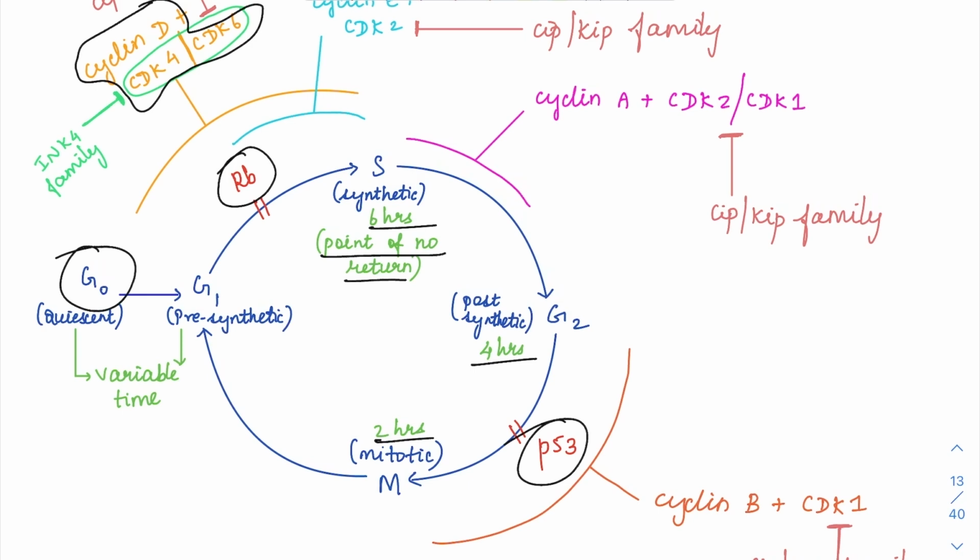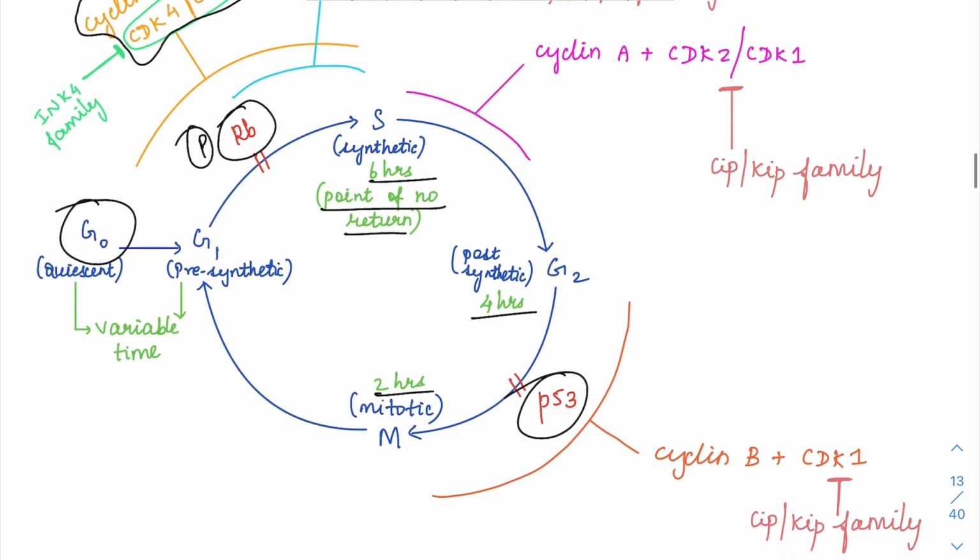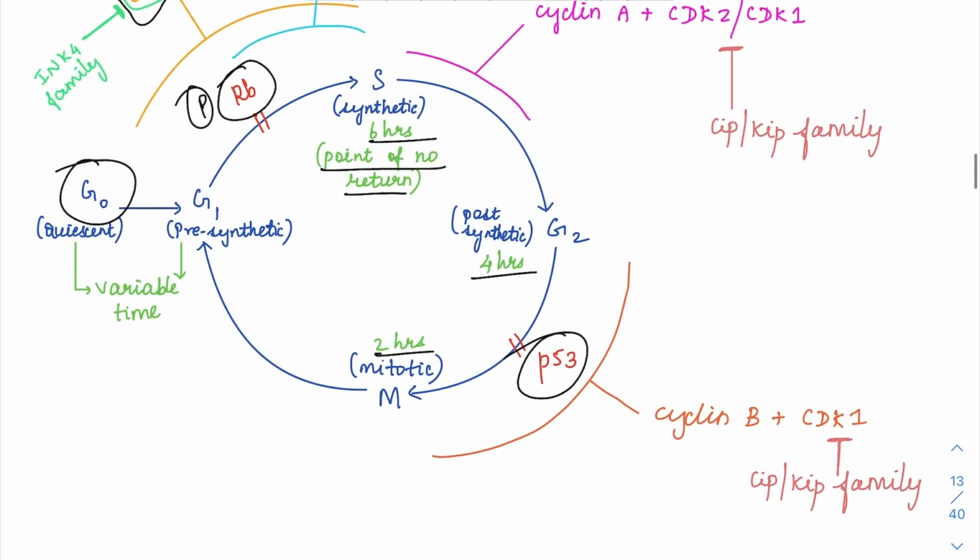Together, this complex is going to come and phosphorylate the retinoblastoma protein. When retinoblastoma protein is phosphorylated, it gets inactivated. Normally, everywhere else, phosphorylation causes activation, but here phosphorylation causes the inactivation of the retinoblastoma protein.